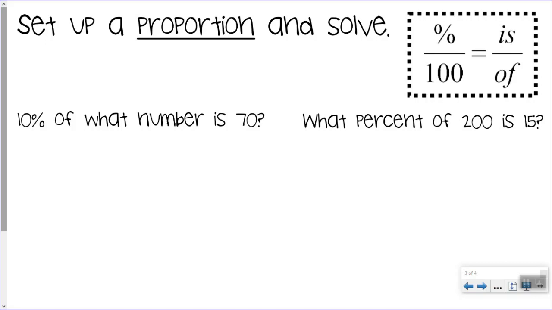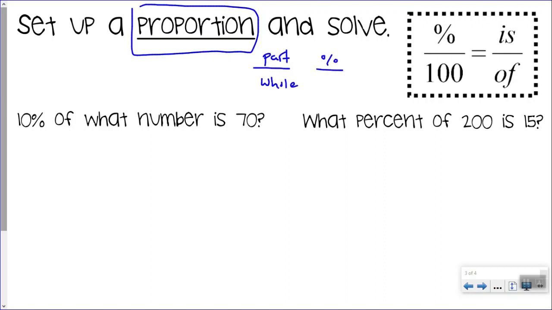Now we're going to take a look at the typical problems that we might see with this, and every single time we're going to set up a proportion and we're going to solve. We're going to follow this template, which is very similar to the part to whole that we saw on the last page with the percent over 100. We can think of part to whole or is and of kind of as our word ratio, because we're going to use clues like the labels in the past to figure out which numbers go in these slots.